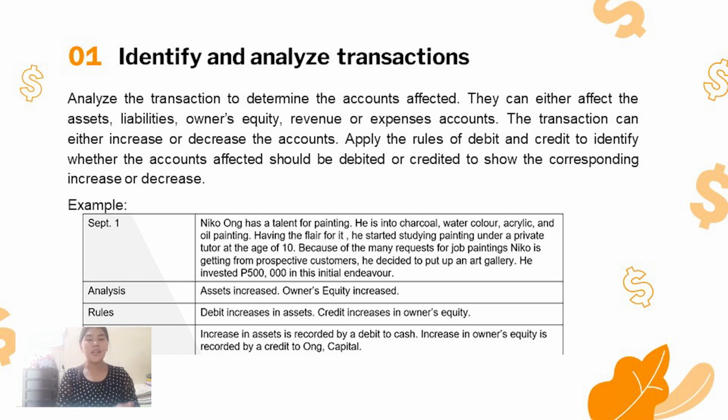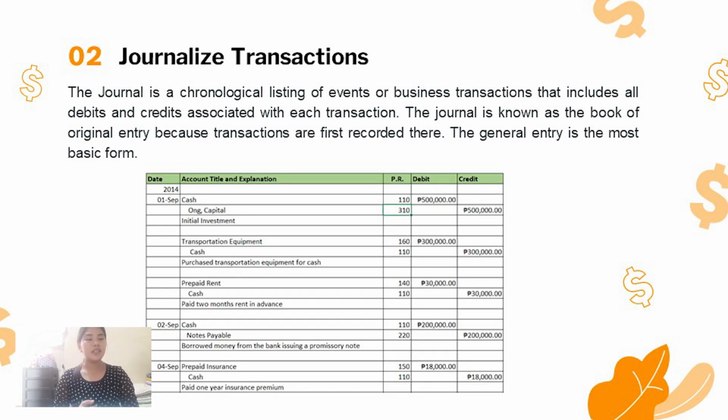So the first step is to identify and analyze business transactions, such as sales, purchases, expenses, and payments. This involves understanding the nature of each transaction and its impact on the financial statements. Once the transactions are analyzed, they are recorded in a general journal. Each entry includes the date, accounts affected, and the amount of the transaction. Debits and credits are recorded following the principle of double entry bookkeeping.